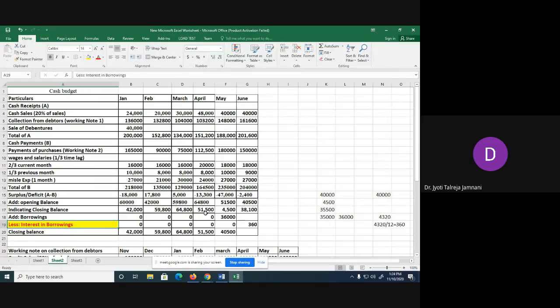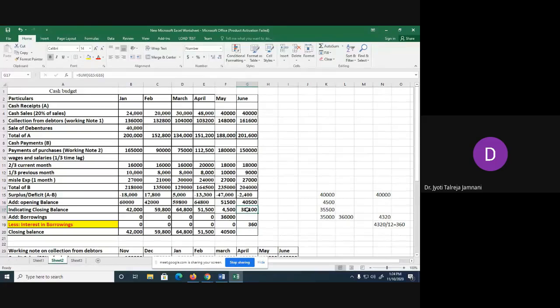Yes, ma'am. So what I have to do, after I borrow, from that I have to less interest and then I'll get closing balance. And how much should be this closing balance? It should be minimum 40,000. Anything above that is also okay, but minimum 40,000. Okay. Now we'll see how much we have to borrow.